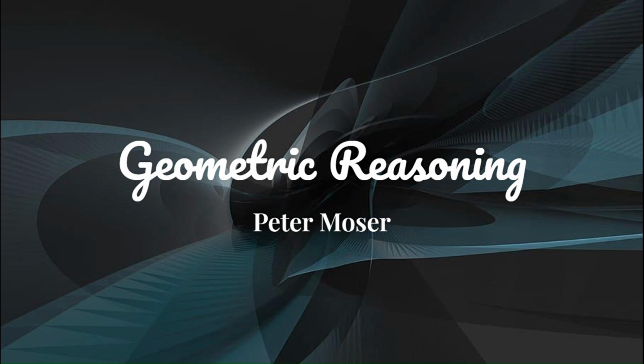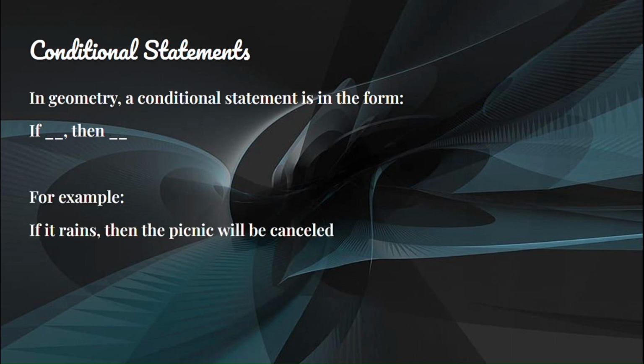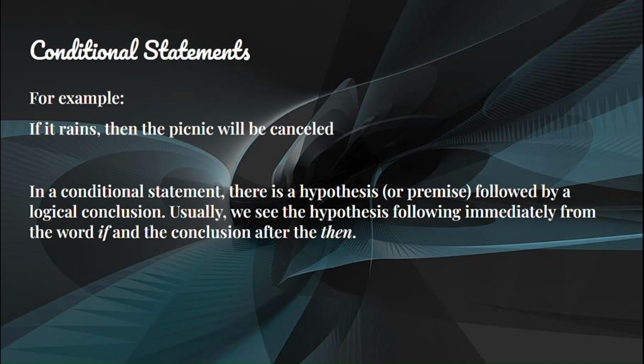So to talk about this, we need to know what a conditional statement is. A conditional statement in geometry is in the form "if something, then something," right? So it might look like, "if it rains, then the picnic will be canceled." Each piece of this has a definition that we're going to use to talk about it. We have a hypothesis or a premise followed by a logical conclusion.